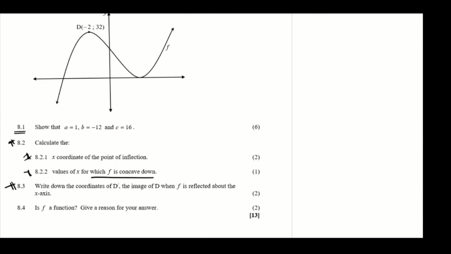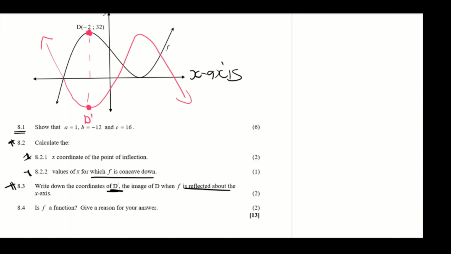8.3 says write down the coordinates of d prime, the image of d reflected about the x-axis. So this is the x-axis. If you reflect this d, which is this point here, about the x-axis, the graph will look something like this. Where there was d at that point, it's going to come here, which we call d prime.